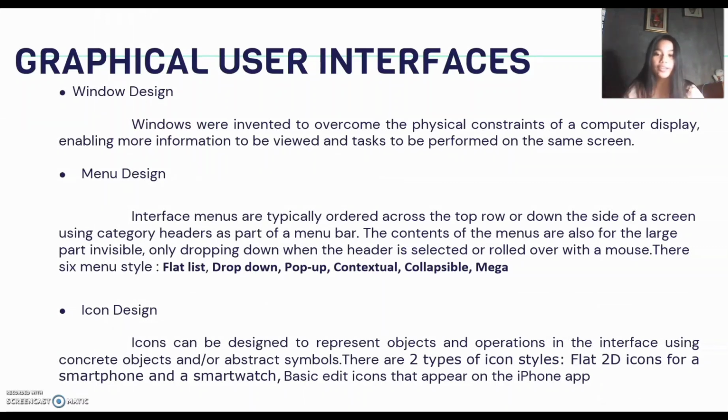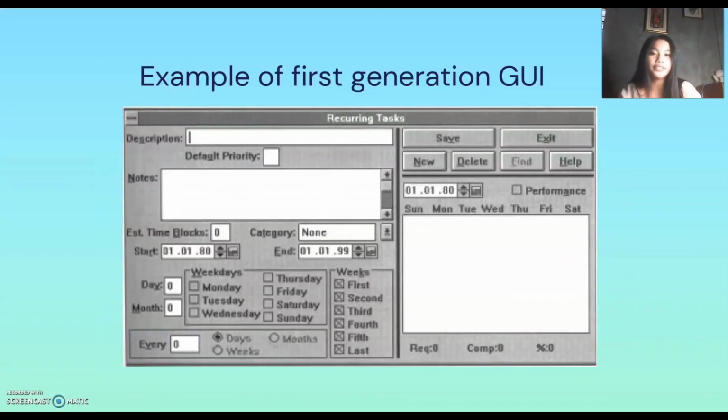Icon design. Icons can be designed to represent objects and operations in the interface using concrete objects and/or abstract symbols. There are two types of icon style. This is the flat 2D icons for a smartphone and smartwatch. And the last is the basic edit icons that appear in iPhone apps. This is the first generation example.